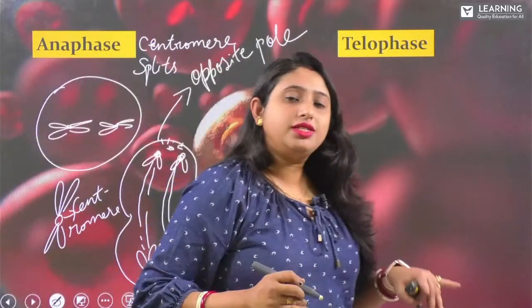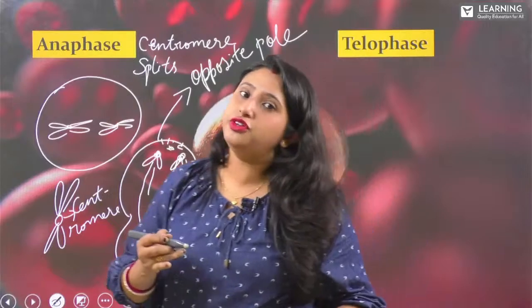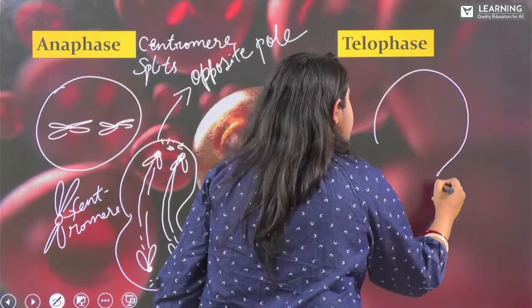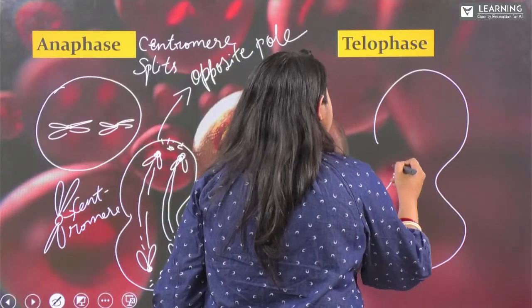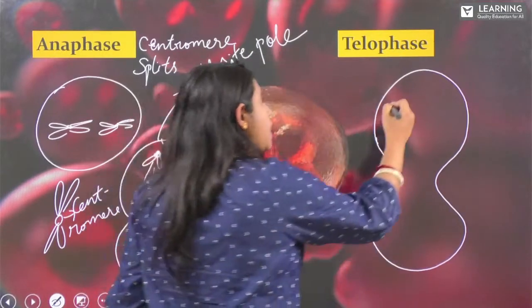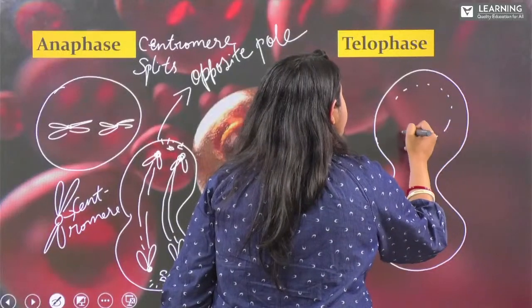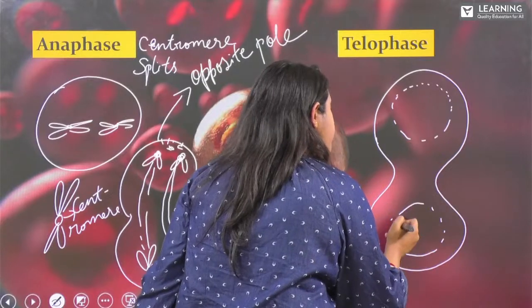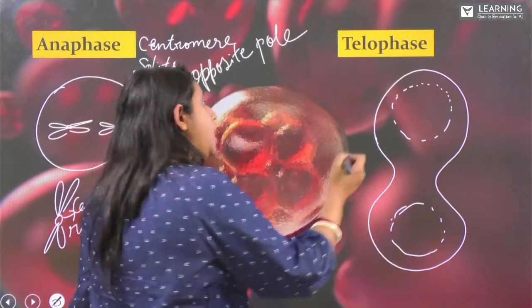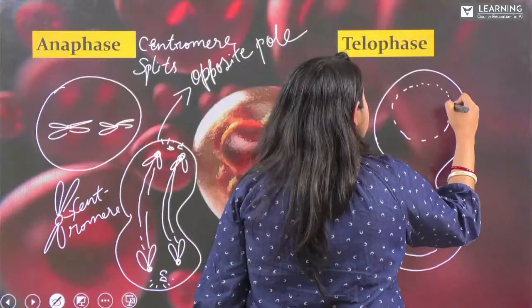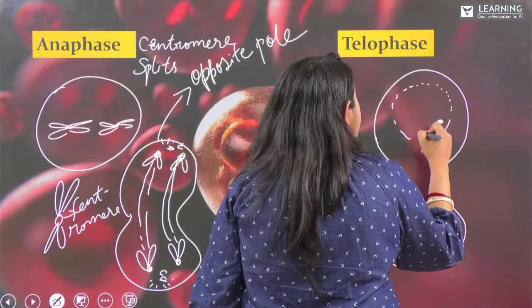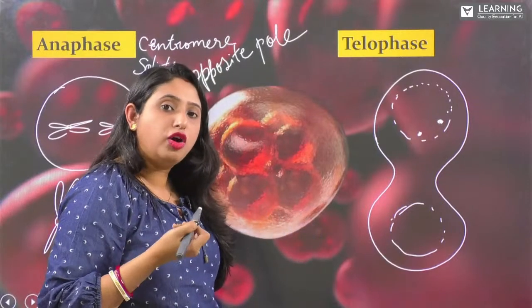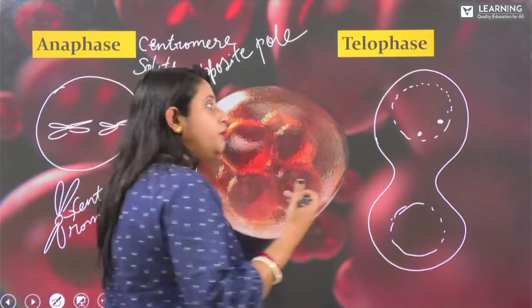Now after this anaphase, what happens? After the anaphase, the next phase is the telophase. Now what happens in the telophase? The cell will be further dividing, and the nuclear membrane begins to form, okay. The nuclear membrane is being formed again, and also we can see the various cell organelles, okay.